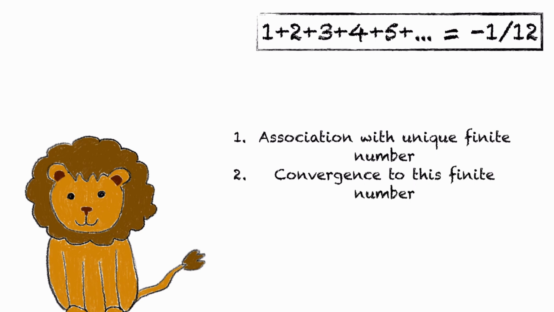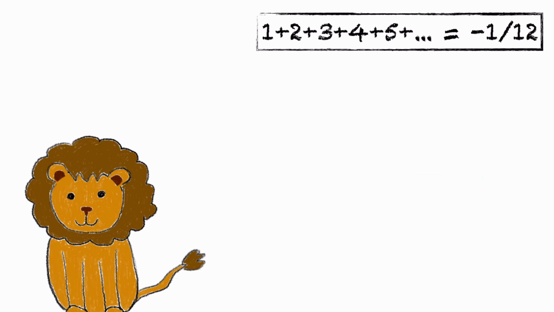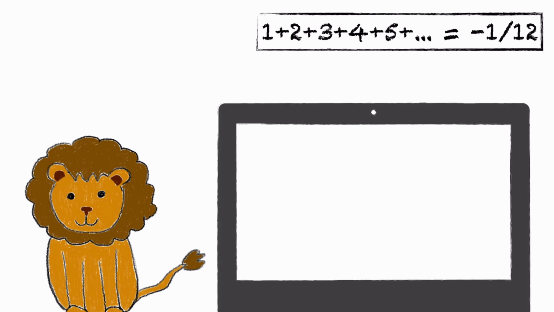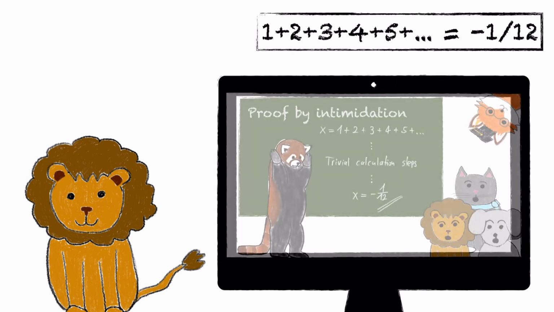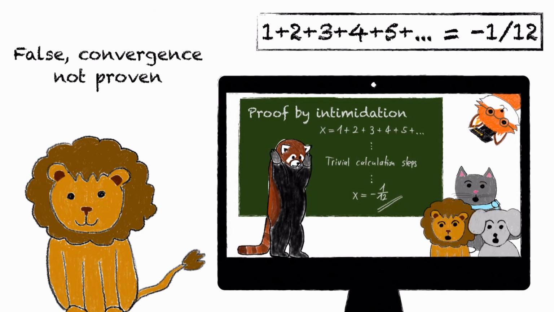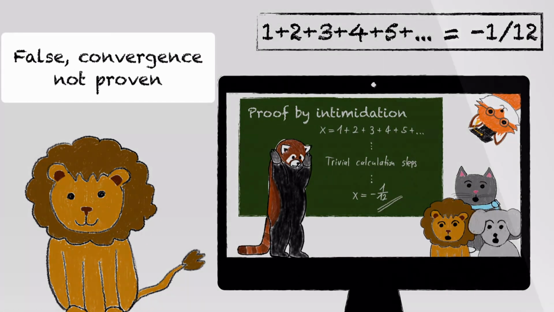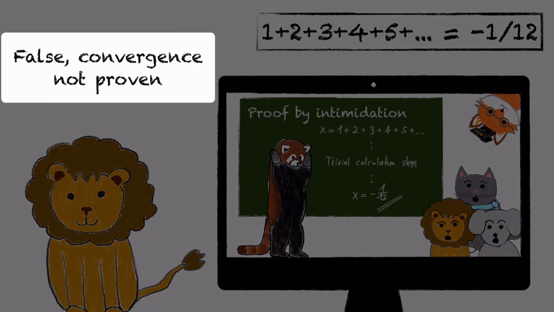We have made a humorous video on this topic. Please watch it if you like. As usual, you can find it in the info card. One final note. This property of an infinite sum being associated with a unique finite number but not having any convergence occurs quite often. The sum of all natural numbers is not unique in this regard.